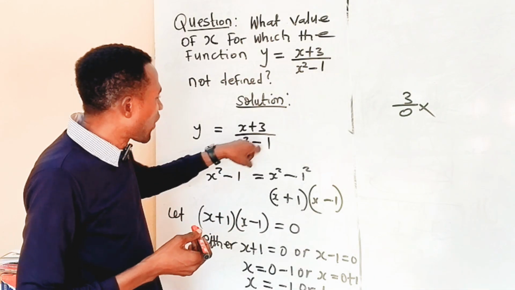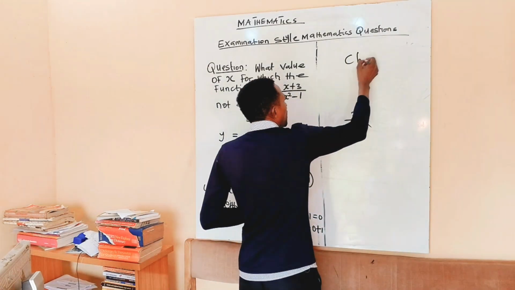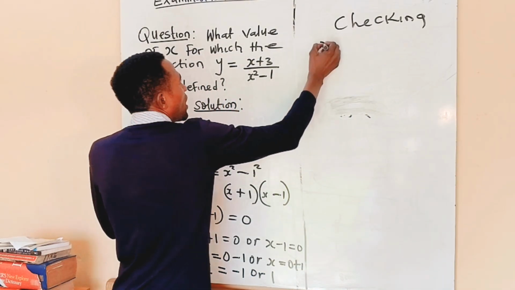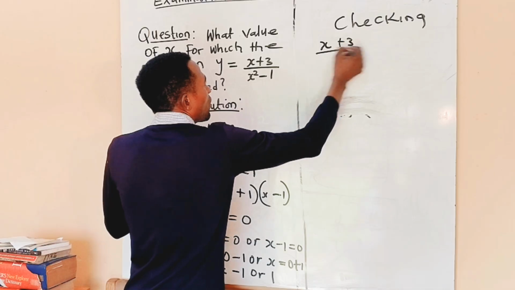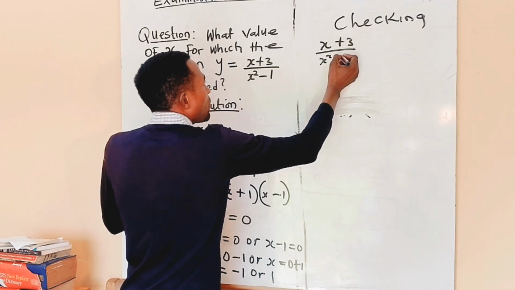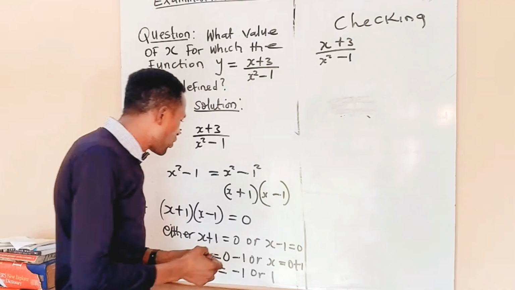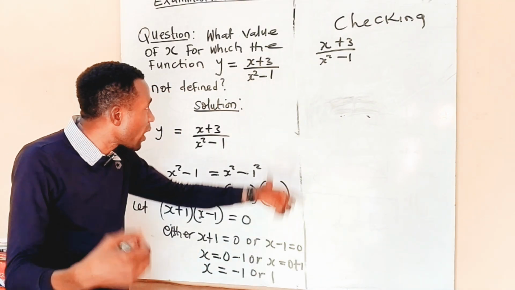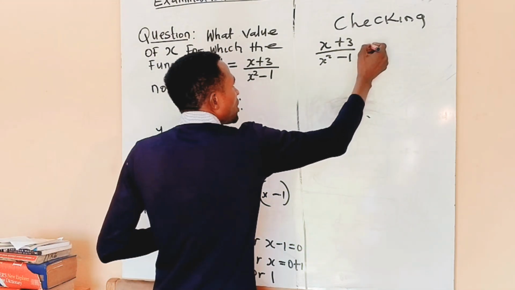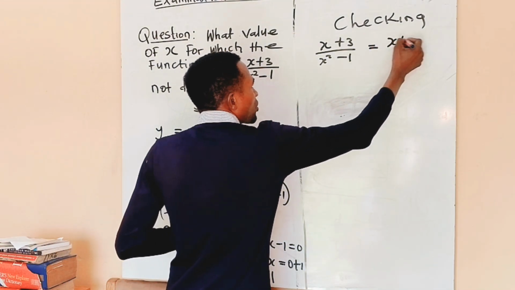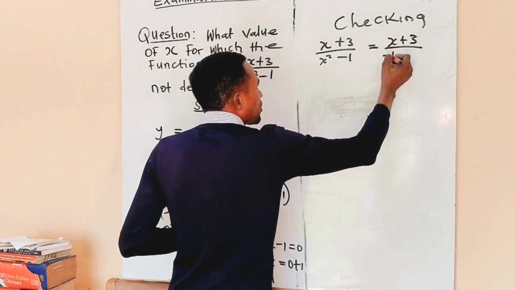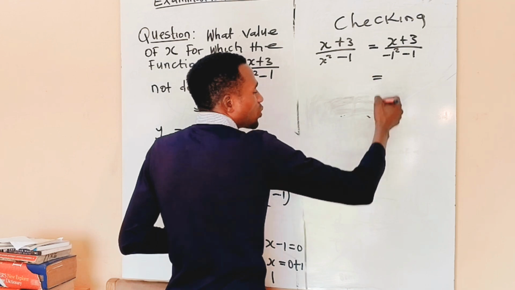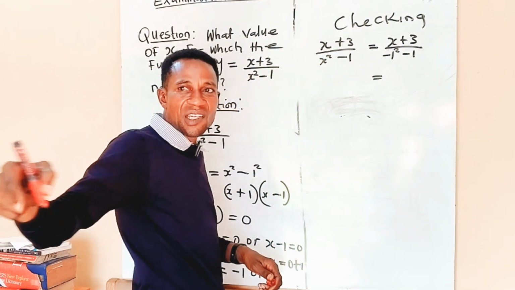So these are the two values of x that will make this very function undefined. If we want to check, we'll check like this. Checking. We have x plus 3 all over x squared minus 1. Of course, we have known the value of x to be 1. We can make use of minus 1 or 1, whichever. So this will become x plus 3 all over minus 1 squared minus 1. Minus 1 squared is the same thing as 1, because negative times negative is positive.